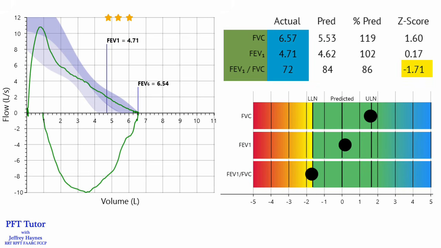Here is the baseline spirometry. The forced vital capacity is pretty large, almost above the upper limit of normal with a z-score of 1.60. His FEV1 is above average with a z-score of 0.17. However, the FEV1 to FVC ratio is below the lower limit of normal with a z-score more negative than minus 1.64. So maybe this patient does have asthma.